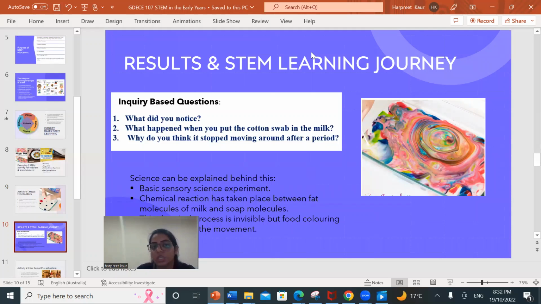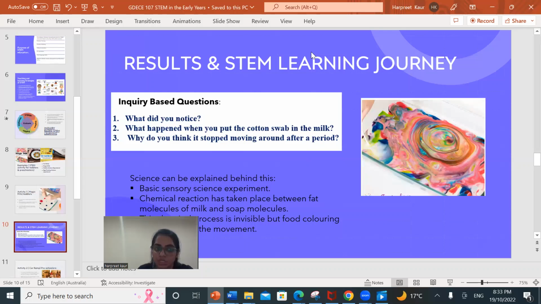We can tell the children that it's just one of the basic sensory science experiments. There is a chemical reaction between the molecules of milk and the soap molecules. As we can see, the chemical process is invisible, but the food coloring can help us see the movement, as the different colors start moving around, as we can see in the picture as well, and make a very beautiful rainbow-like pattern. So they can know how the reaction happens, or how the molecules react with each other to change things.